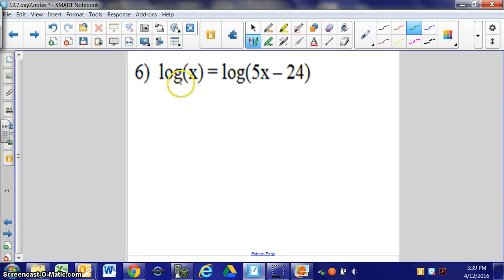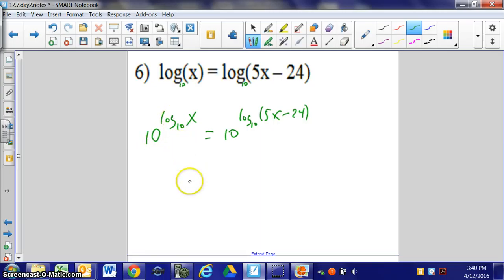No base, so we know it's base 10. Log base 10 of x equals log base 10 of 5x minus 24. Yes, you're right, x has to equal 5x minus 24. I'm going to show it though by raising them both to the base of 10. So 10 to the log base 10 of x equals 10 to the log base 10 of 5x minus 24.